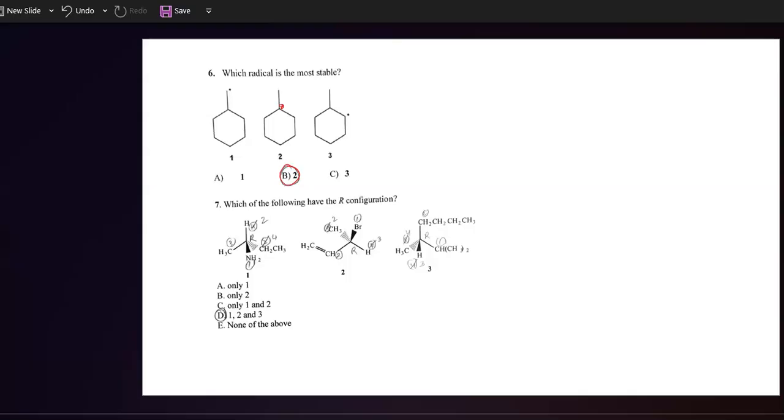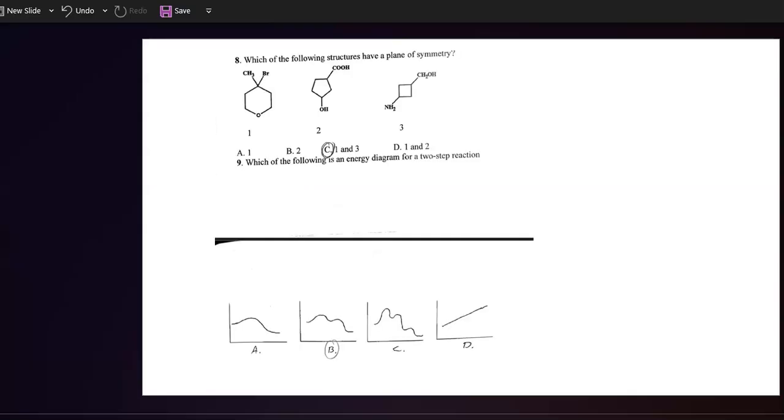Which of the following have R configuration? Again you check the priorities, and in this example all 3 of them have R configurations, because if you look at the priorities you can see that they will come out as R. Remember the rule that if your lowest priority is not at the back, then you swap it with the group that is at the back and then go clockwise or anticlockwise through the priorities and figure out whether it is R or S.